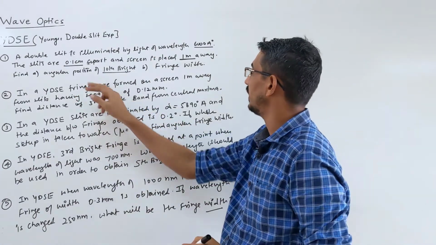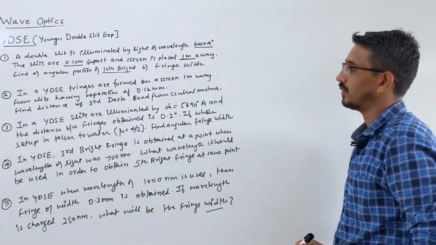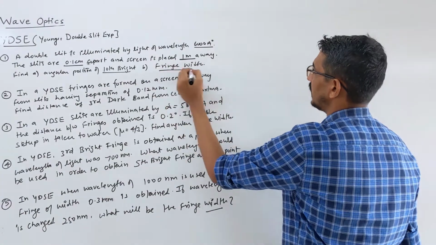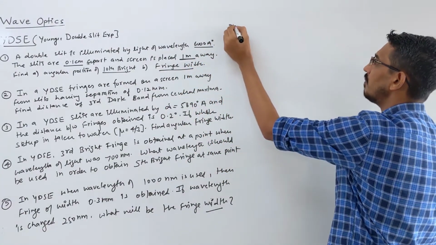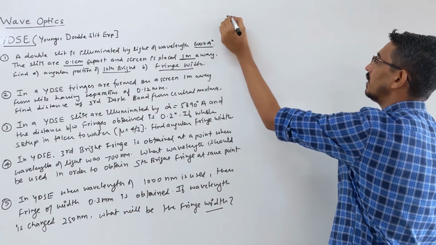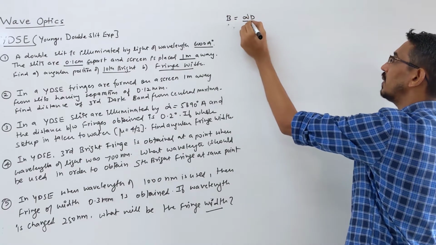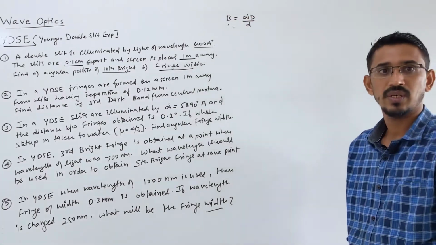Angular position we have to find, and fringe width also you have to find. Okay, let's see what is fringe width first. That's easy. Fringe width beta is simply equal to lambda capital D by small d. That's your fringe width.